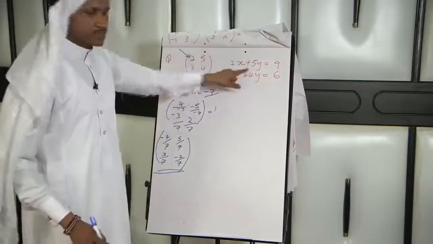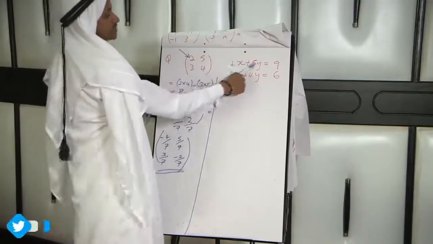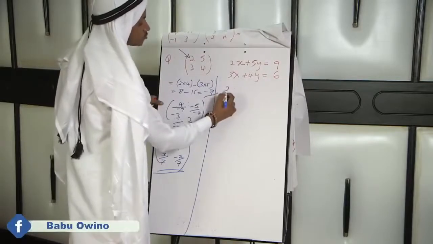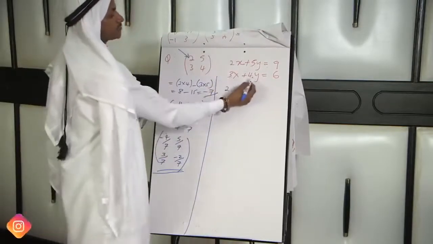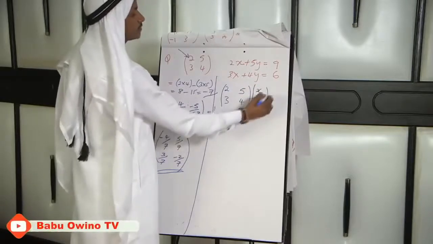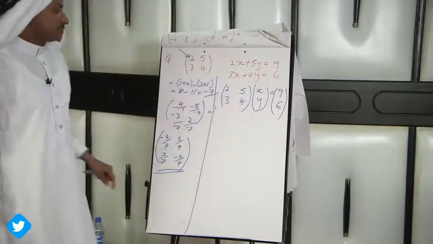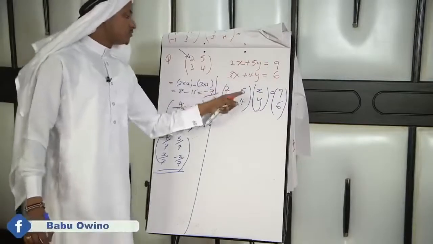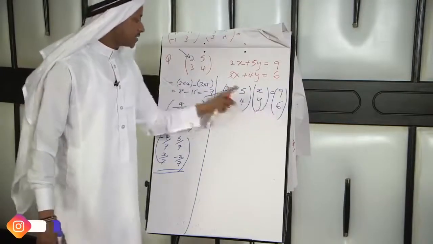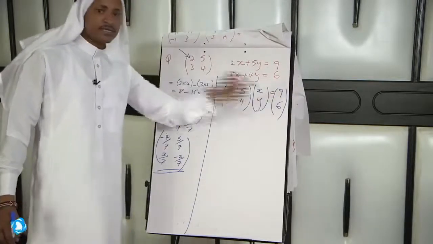Then you are told to solve this. In solving this, it's very easy, class. Simply identify where the x's are, collect them together, and the y's, collect them together. So 2x plus 5y, just write 2, 5. Then 3x plus 4y, just write 3, 4. Then write the values x, y, and equate it to 9, 6. So the x's and y's on one side, 2, 3, 5, 4, then x, y equals 9, 6.